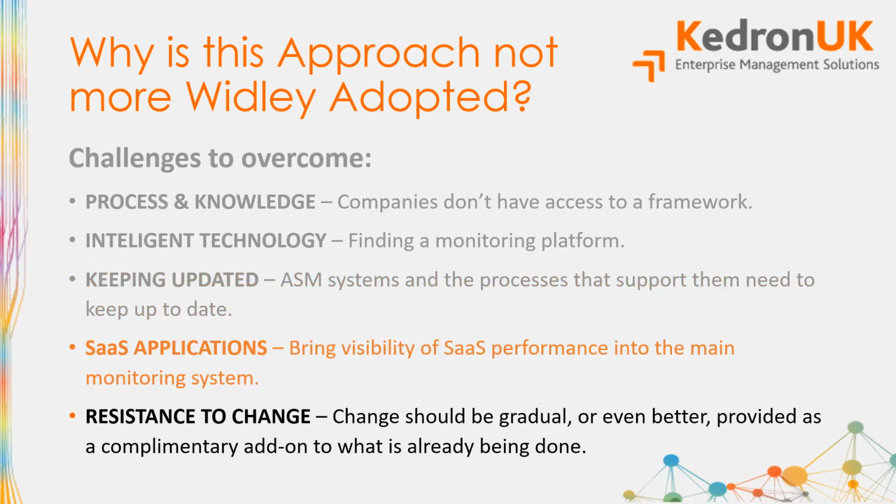SaaS applications. Because these applications can introduce monitoring blind spots, a strategy needs to be deployed to bring visibility to their performance into the monitoring system. This may, for example, involve service provider APIs, synthetic transactions, critical path discovery, or the monitoring of infrastructure. Resistance to change. It can be difficult to convince IT department heads that there is a legitimate need to change their tools or how they use them. This is because they have spent a reasonable amount of time and money developing these monitoring systems to manage their IT domain. So change should be gradual or as a complementary add-on.